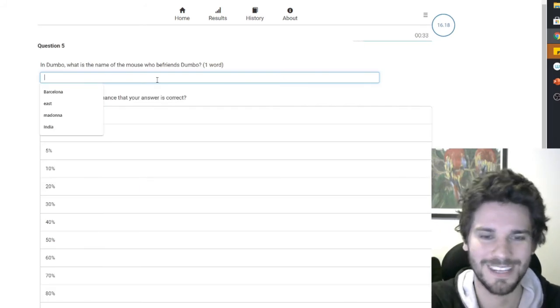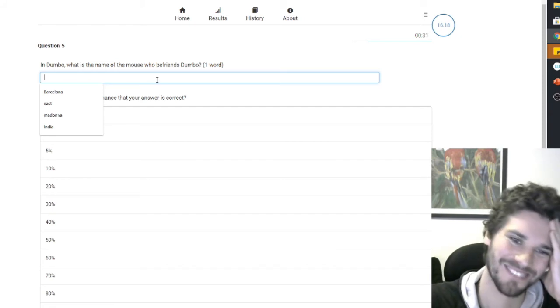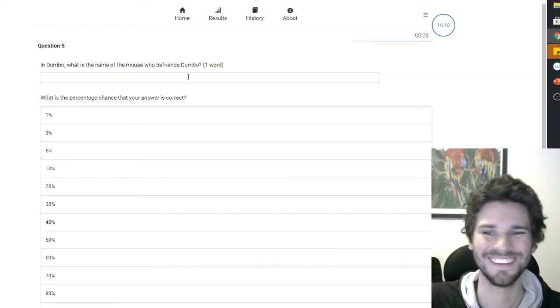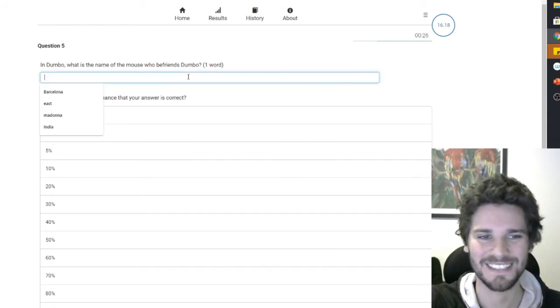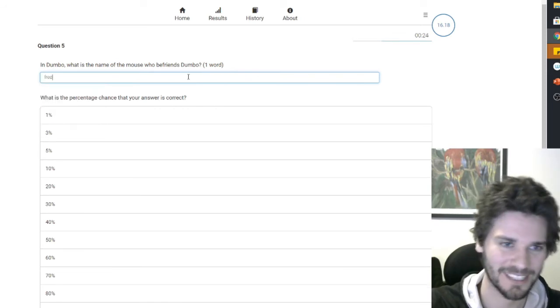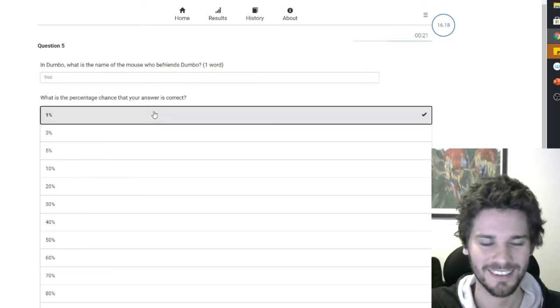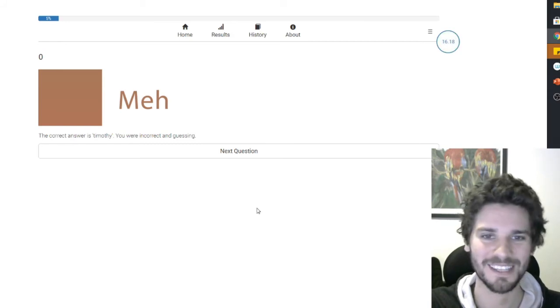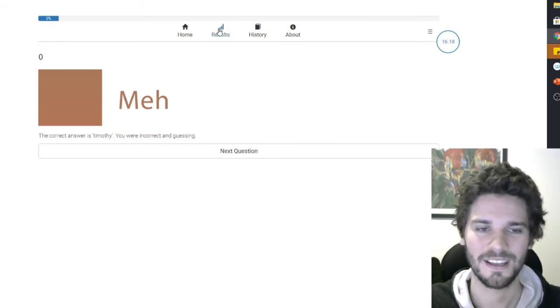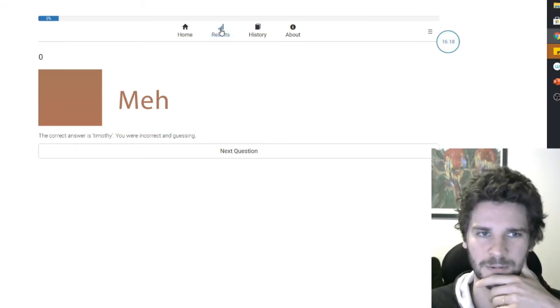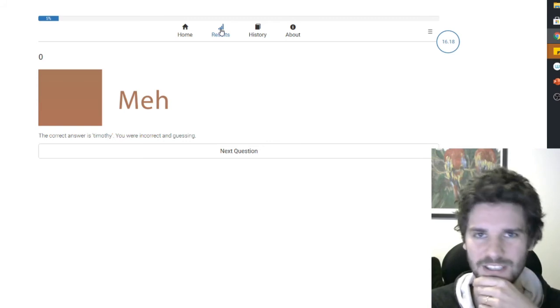In Dumbo, the mouse who prevents Dumbo. I've got no idea. 1% is too low. Fred, let's go with Fred. Is Fred the mouse? Fred is not the mouse. It turned out to be Timothy. Okay, so let's have a look at results, and then I want to talk a bit more about how to actually use this now you've seen me play it.